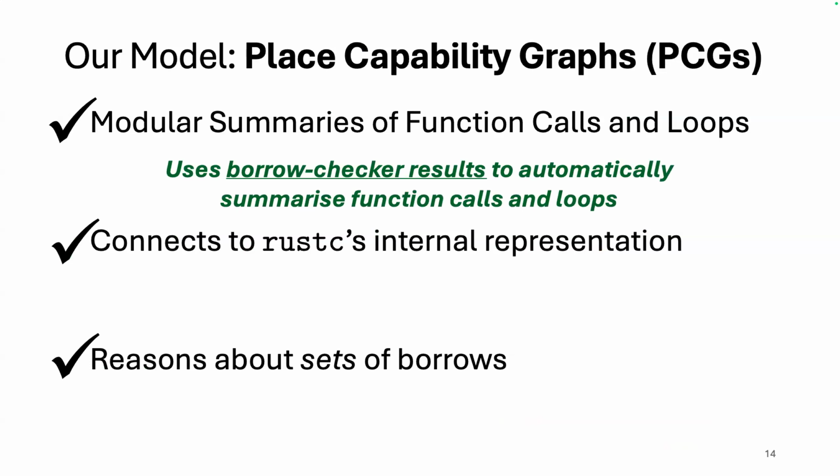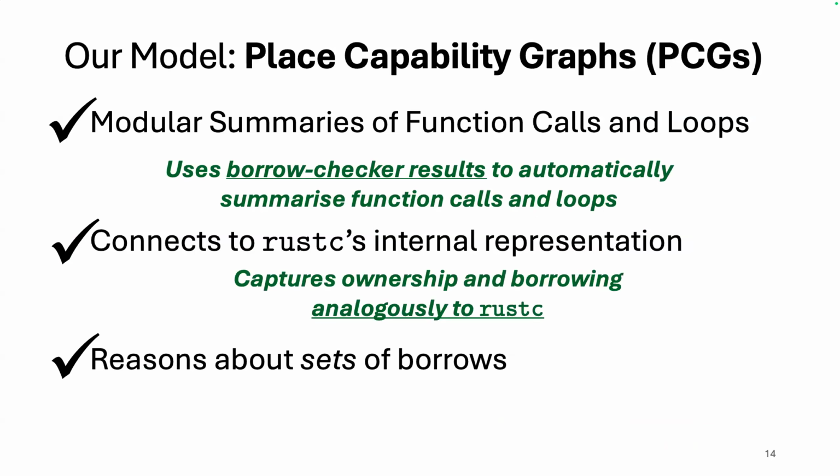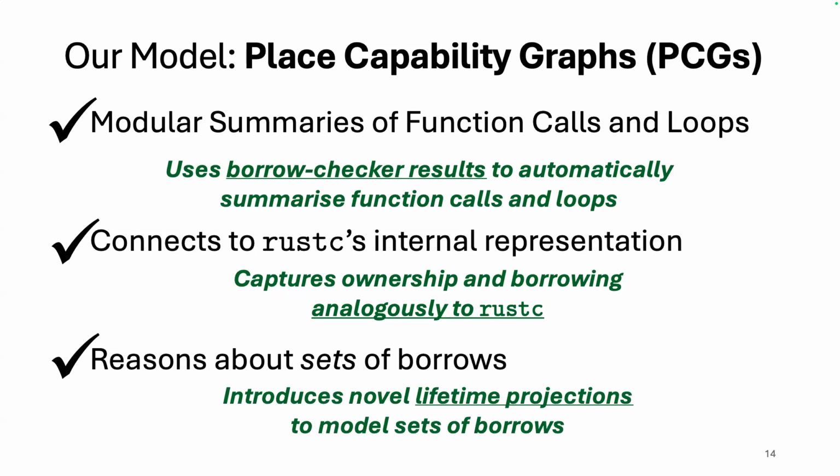So our analysis doesn't actually perform a fixed point analysis. It's actually quite straightforward, just looking at each program point once. And the way it computes these summaries is just by extracting it from Rust borrow checker facts. And it connects to Rust's internal representation by operating on MIR and capturing these notions of ownership and borrowing analogously to the compiler. In fact, some of the facts about ownership and borrowing are just extracted from the compiler itself. And our model is able to reason about not just individual borrows, but also these sets of borrows via a novel construct called lifetime projections.